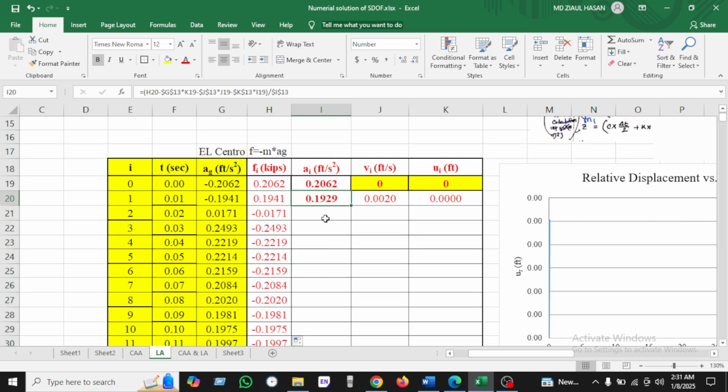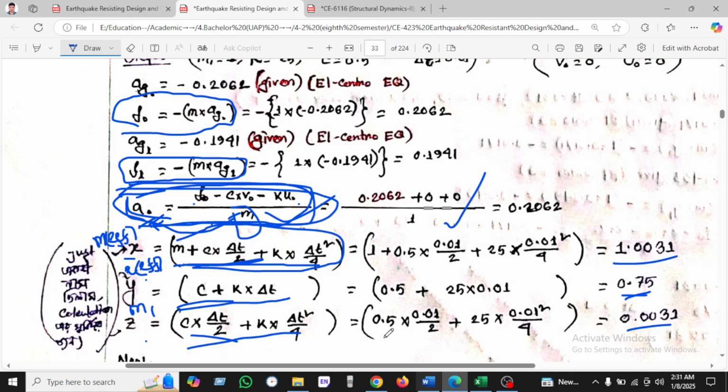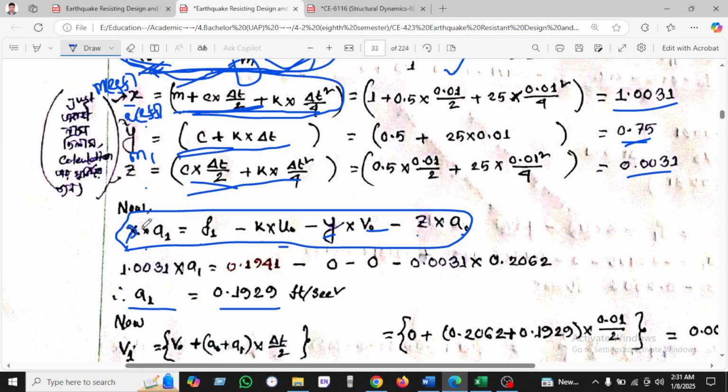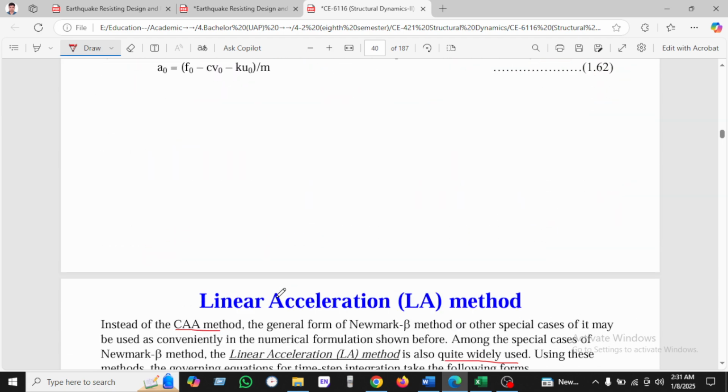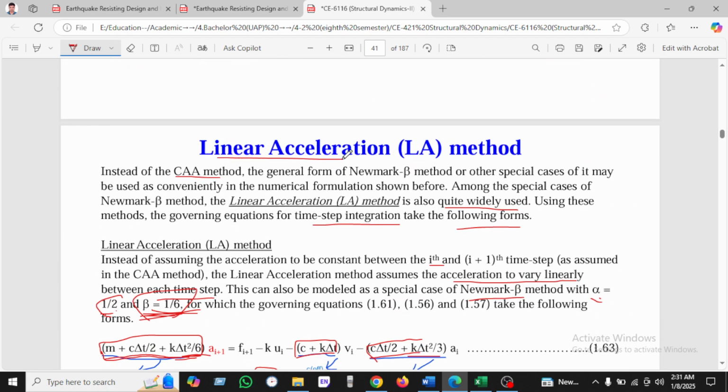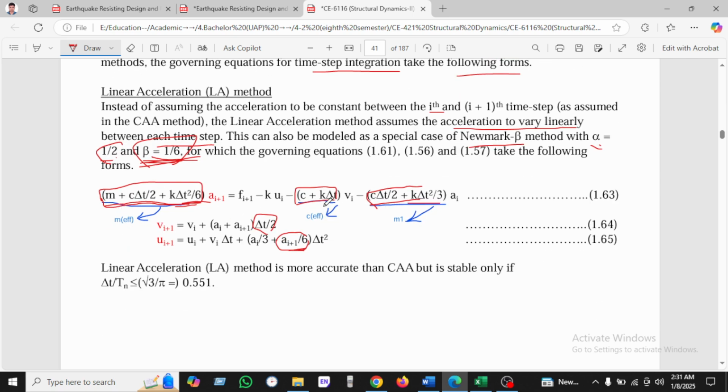Now we calculate A2. How will we calculate A2? A2 is complex. We'll use this portion, but it will not be X, it will be M effective, Y C effective, and M1. So if we go to the linear acceleration method, this portion, then we will show it this way.